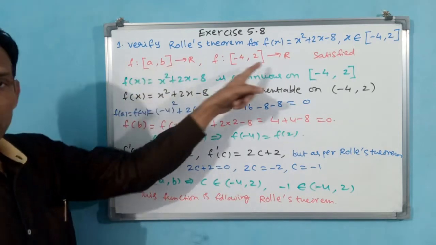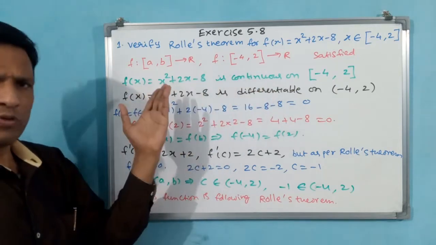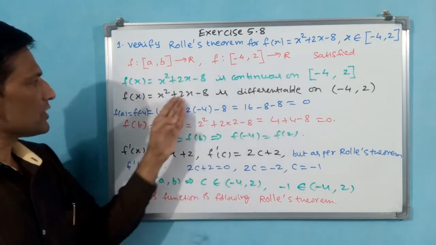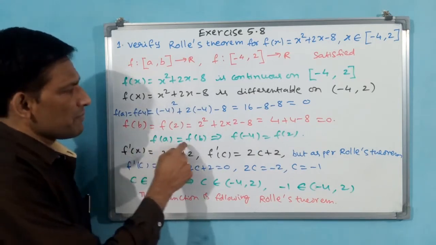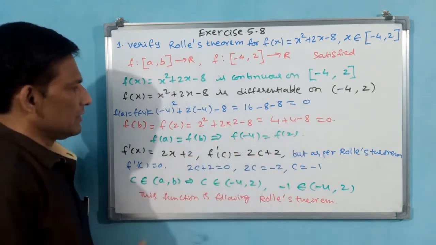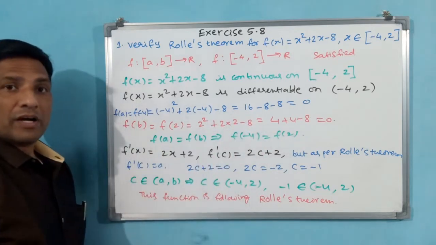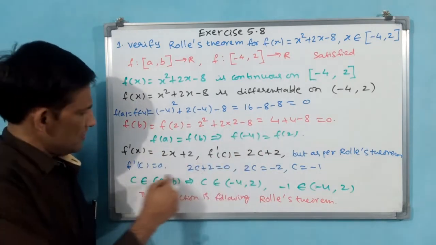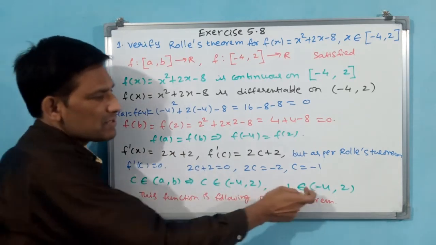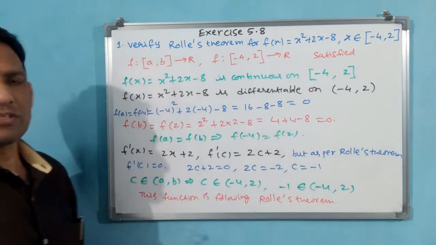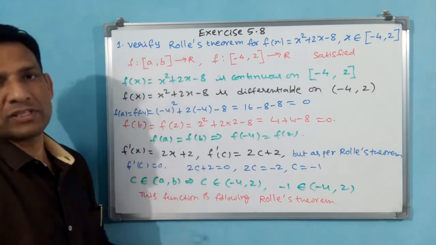Why? Because this function is a real function, with real numbers minus 4, 2. And this function is continuous. We know this function is differentiable, 2x plus 2, the derivative is coming. f of a is equal to f of b has come, both are 0, that means equal. This function's derivative equal to 0 we have also tested. Then we found that c point, and that c point is between a and b. All conditions are satisfied. That is why we can confirm that this function is satisfying or following Rolle's theorem.